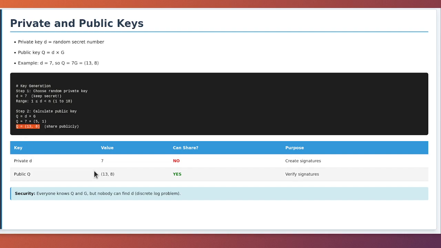This public key can be shared with everyone. It can be published on websites, included in certificates, broadcast to the world. The discrete logarithm problem ensures that even though everyone knows Q and G, nobody can calculate D. Your private key remains private even though your public key is public.